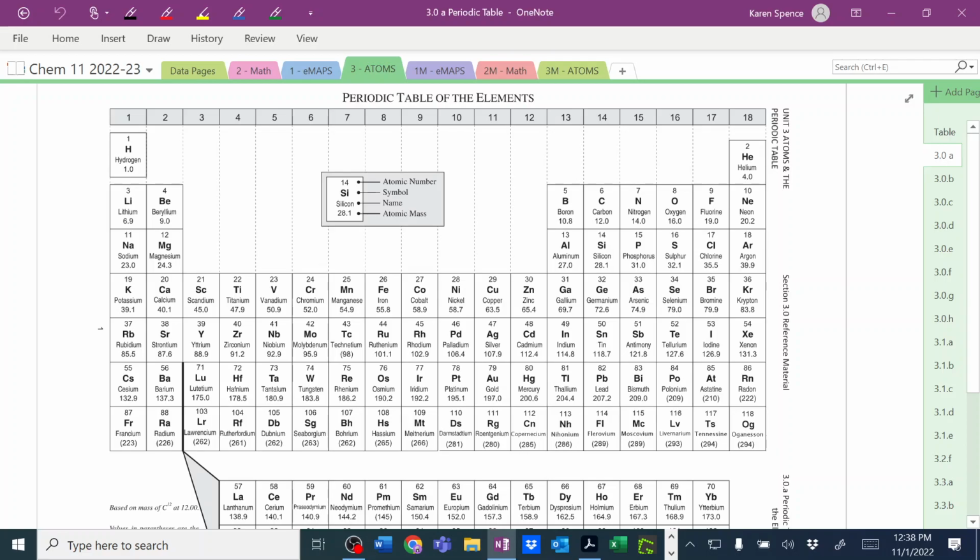Transition metals. And then we have 3 groups that don't have names. Okay, we have group 13, 14, and 15. They don't have names. If you want to, you could call them the boron group, the carbon group, the nitrogen group, or you can just call them group 13, 14, 15.